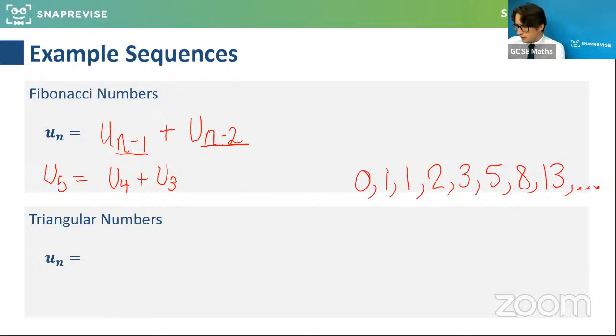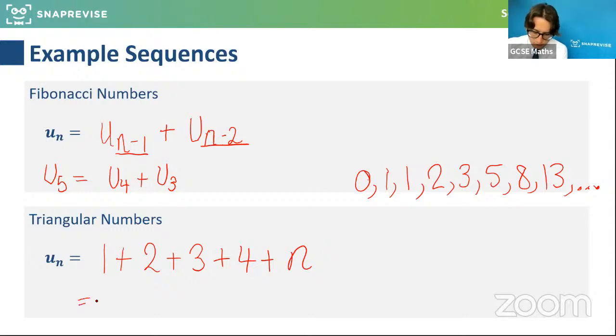Okay, so let me have a little look. I'm going to keep going. So triangular numbers, I'm going to write what these are. And again, you might have seen these before. So basically the way that these work is, for each term, you're adding up to n. Okay, so this rule is u n minus 1 plus n. Now this is a little bit trickier, but you might have seen these before.